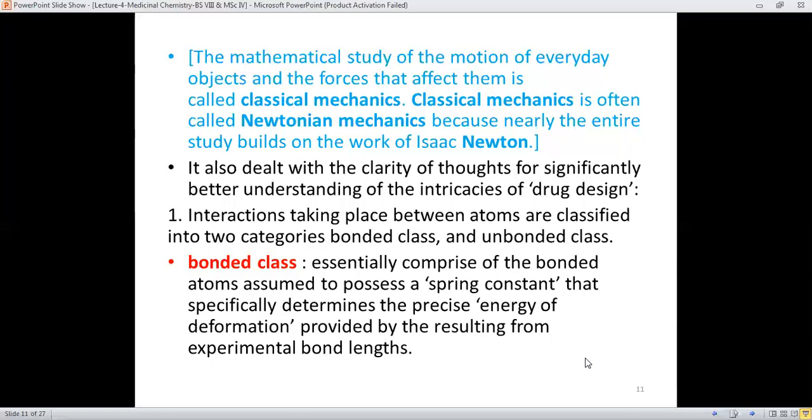You can say the interactions essentially comprise the bonded atoms, which are assumed to possess a spring constant. Like the covalent bond is behaving like a spring and the atoms are behaving like a ball. It means that the atom or the molecule may be visualized as the spring and ball model, and it specifically determines the precise energy of deformation resulting from the experimental bond length.